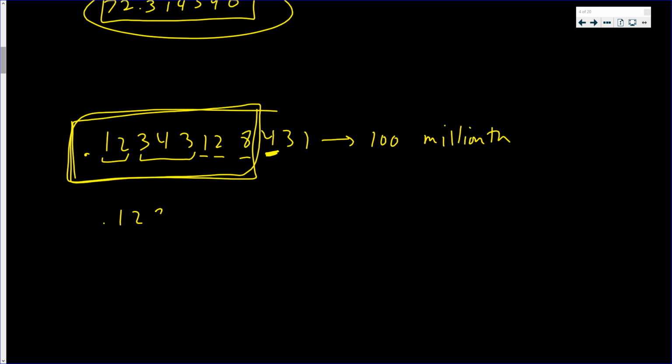Just for practice, if this digit was 5 or more, you add a 1 to that position. And if you have to carry over, you carry over.